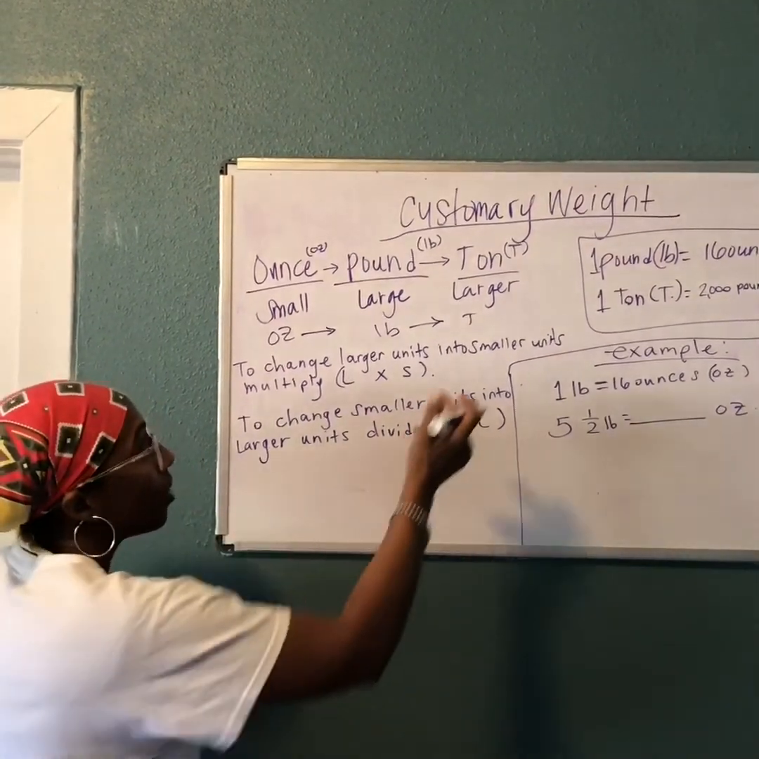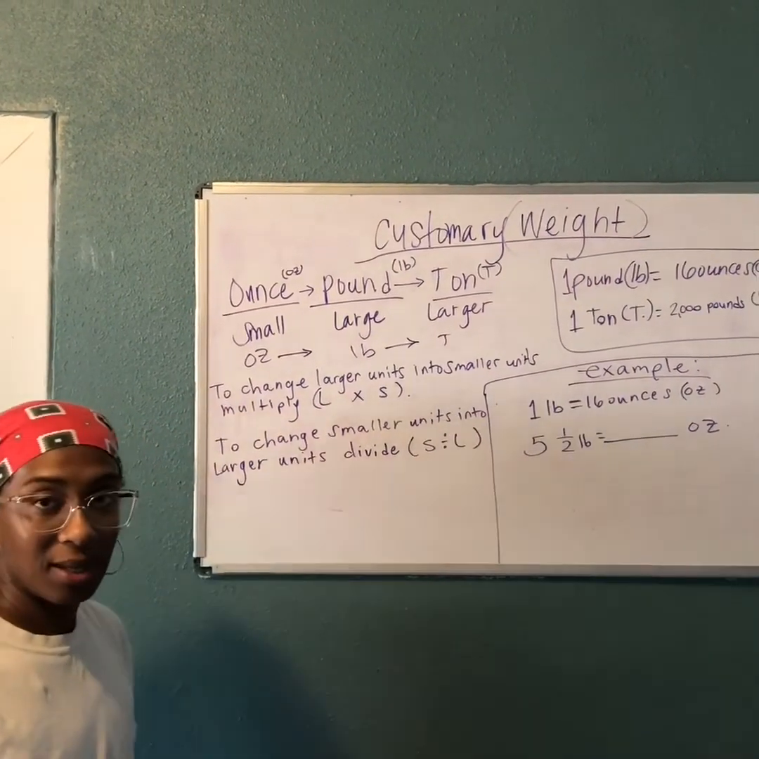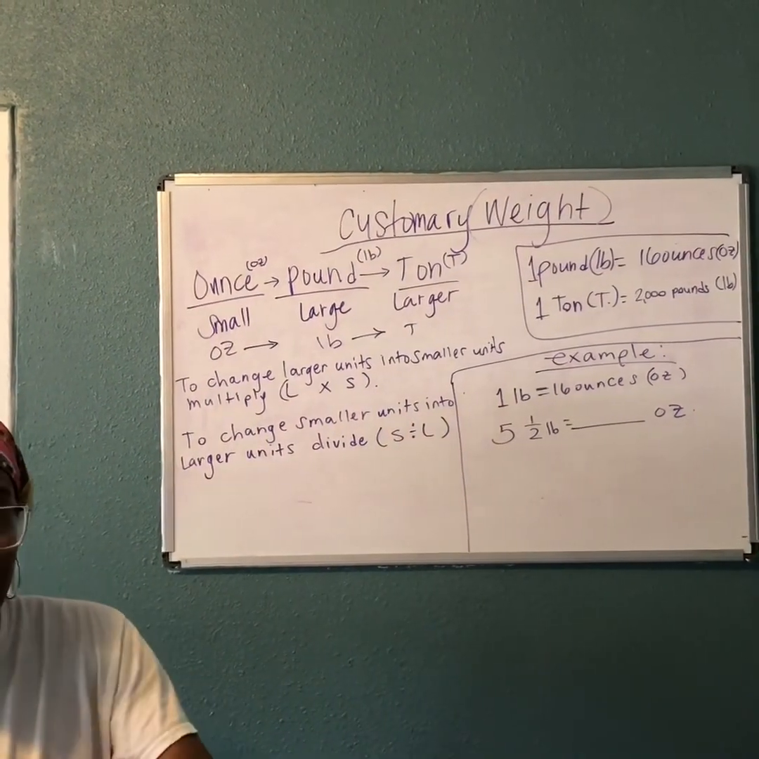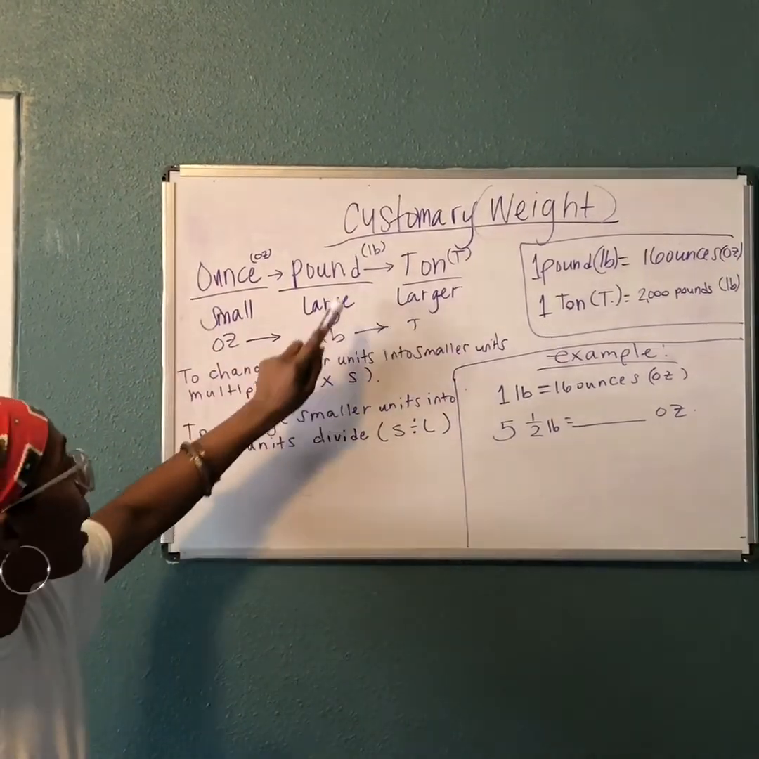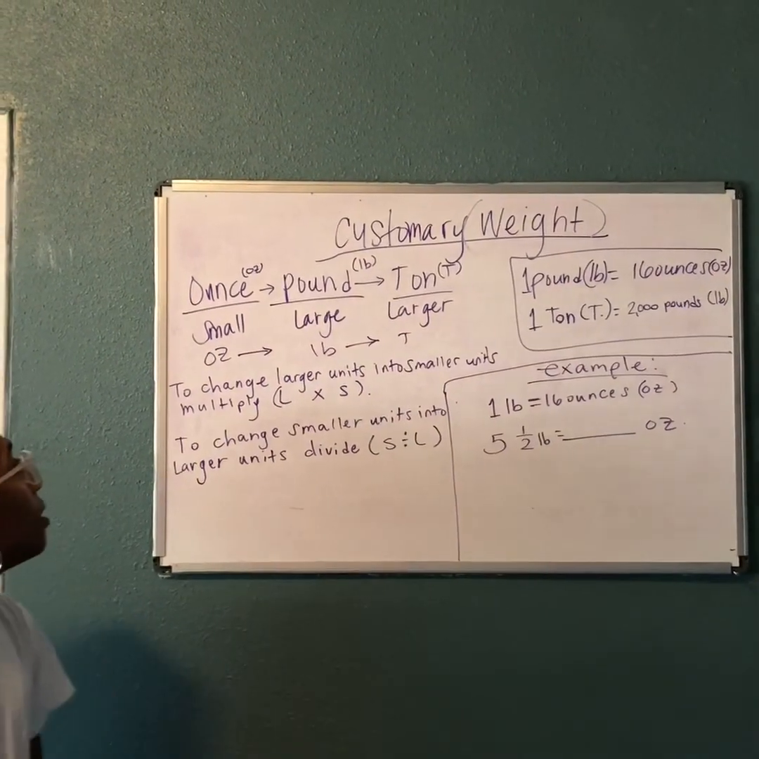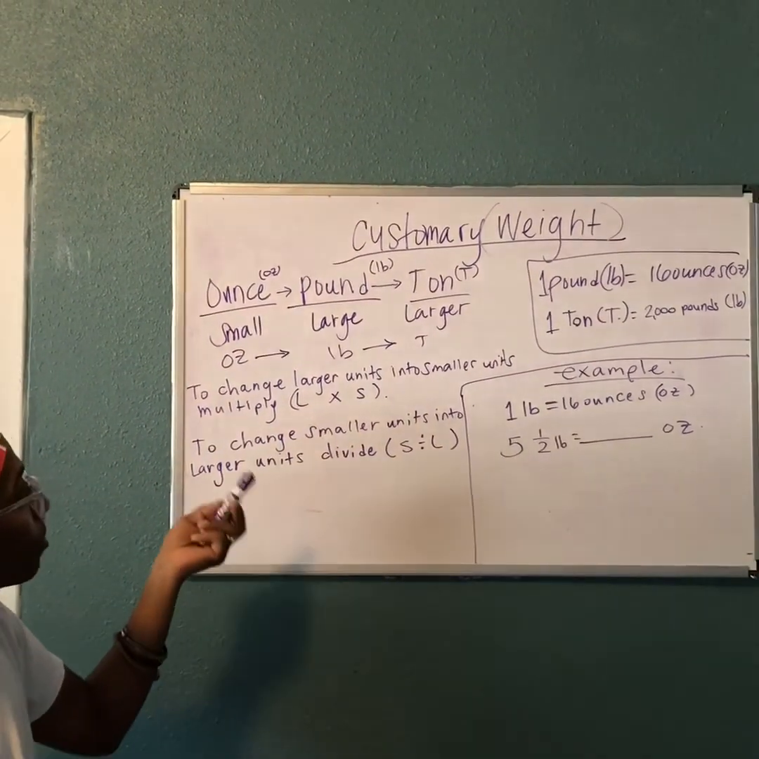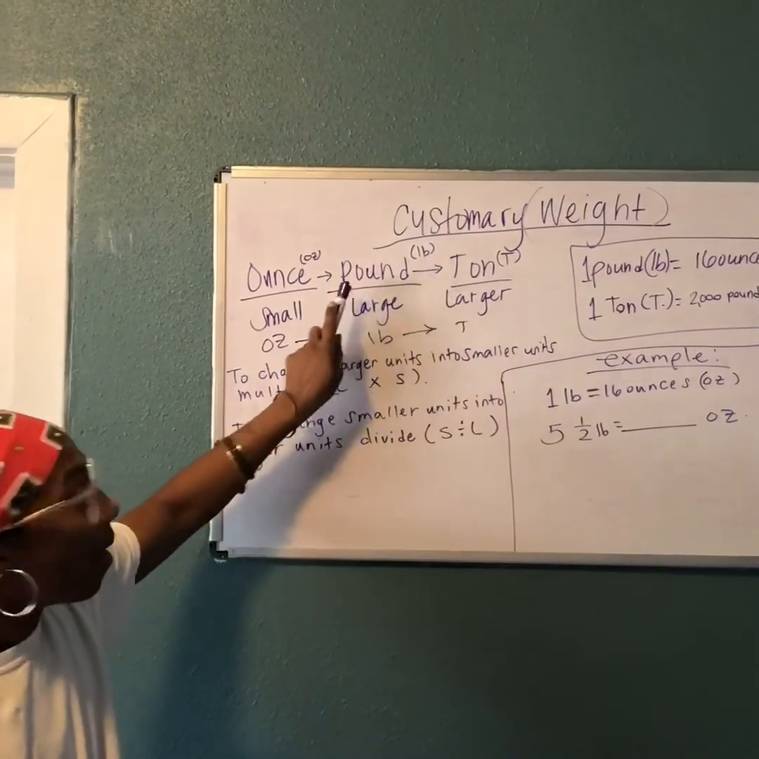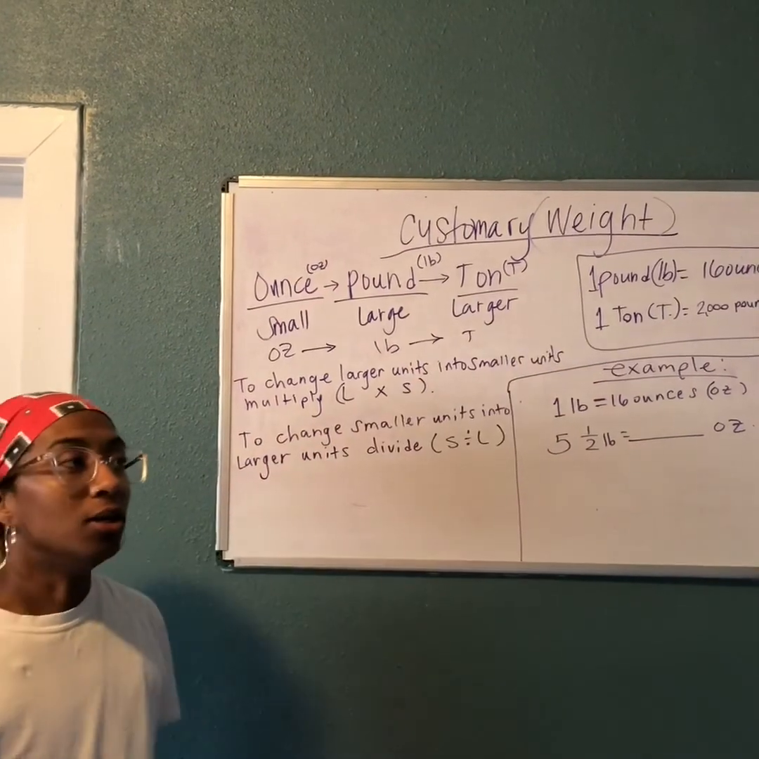We're doing customary weight, right? Weight means how heavy something is or how light something could be. So we start off first with ounces, then pounds, and then tons. Ounces are the smallest customary weight. A pound is like a block of cheese. A ton is like a car.